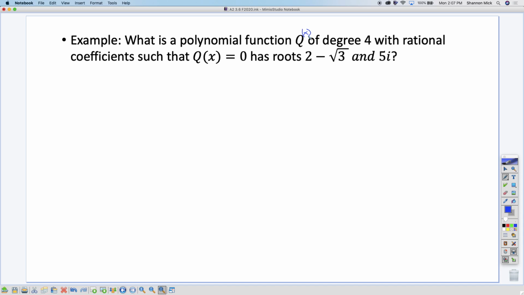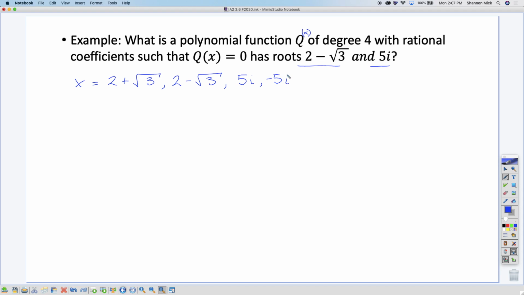Okay, so it needs how many factors? If it's a degree of 4, how many factors do I need? 4. They tell me that one of the zeros is 2 minus the square root of 3, and one of them is 5i. So what do we know? That x equals 2 plus the square root of 3, and 2 minus the square root of 3. And there's a 5i and minus 5i.